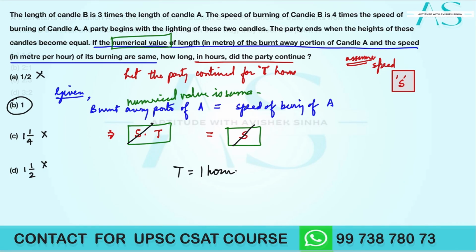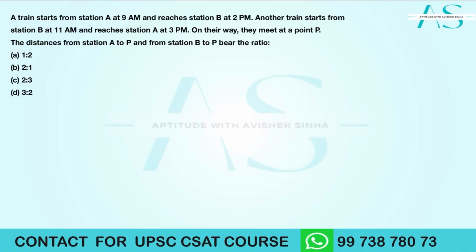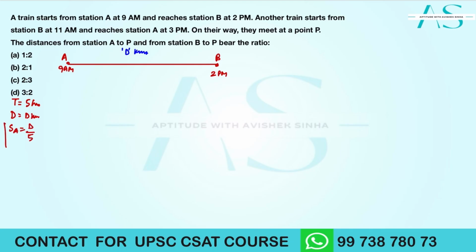Very interesting question. A train starts from station A at 9 a.m. and it reaches station B at 2 p.m. Okay, let's say this whole distance is d kilometers. तो ट्रेन A से जो स्टार्ट हो रही है, उसके लिए क्या मैं ऐसा बोल सकता हूँ that this train takes a time of 9 to 2, which is 5 hours, to cover a distance of d kilometers. Therefore speed of this train is d by 5. Important aspect है, I hope आप follow कर पा रहे हैं.